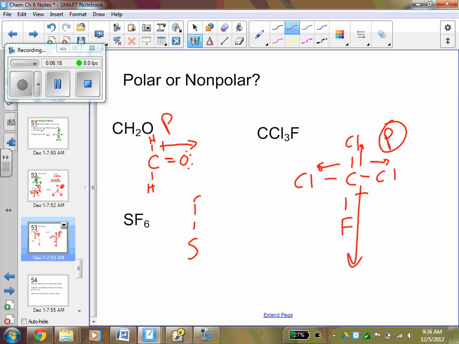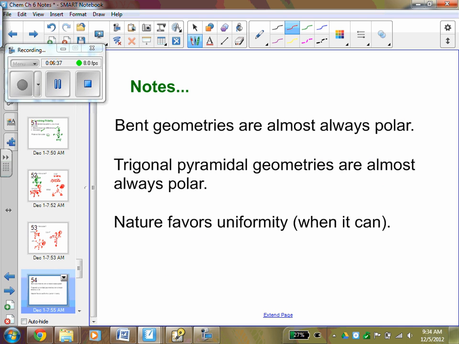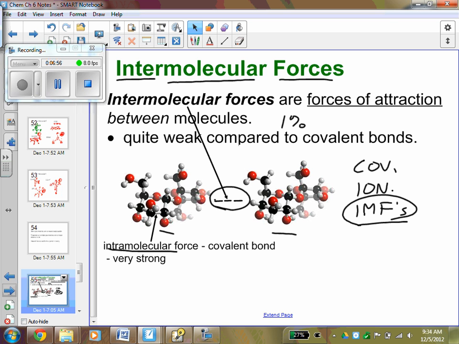SF6, again, this looks like a wagon wheel, as I mentioned before in class. I have 6 bonds, all of them pulling in opposite directions from the one across from it, so you can probably guess that this molecule will be nonpolar. Okay. All right, a couple of things that you should remember when you're talking about polarity of molecules: bent geometries are polar. Trigonal pyramidal molecules are polar, and nature likes to favor things that are balanced or uniform. Okay, so keep those 3 things in mind when you're doing these problems, and I believe that is it. So if you've got any questions, make sure you ask.